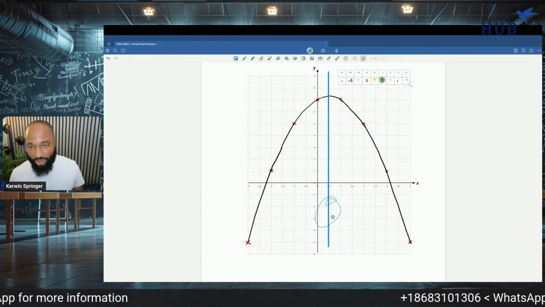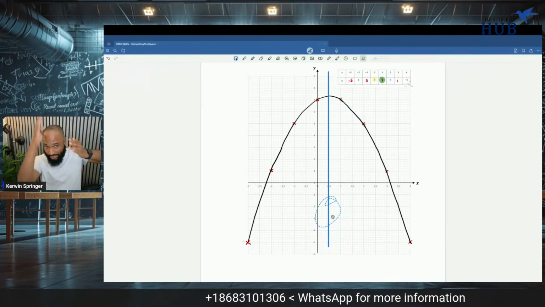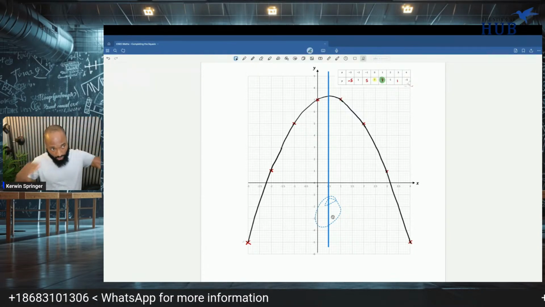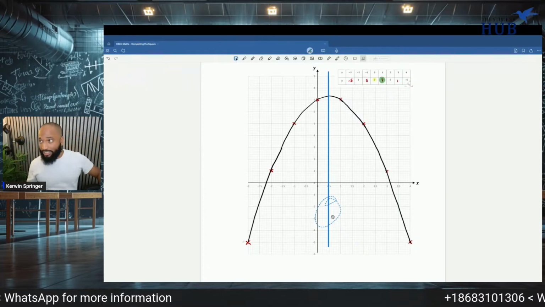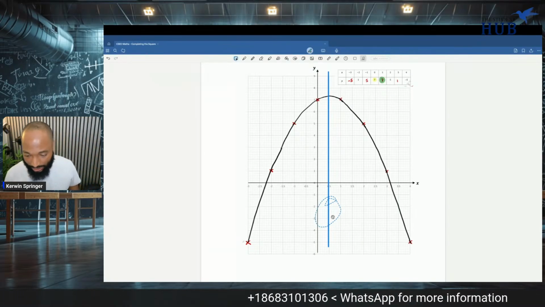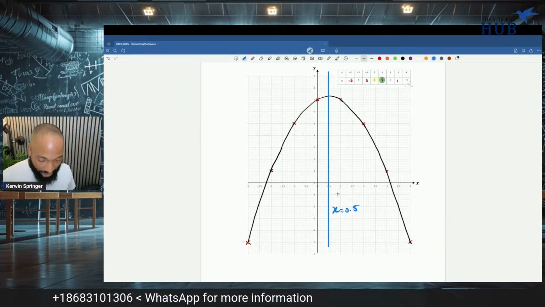This table is rocking every now and then. Anyhow, you see how it's cutting right down the center there? Whoosh! That's the axis of symmetry. You get two symmetrical pieces falling side by side. That's your axis of symmetry. Making sense? And this is the line x equals 0.5, or x equals negative h.